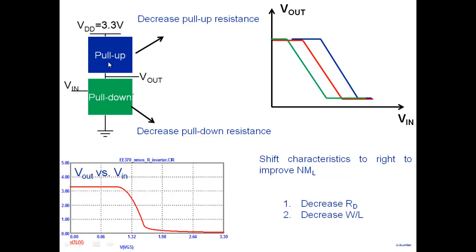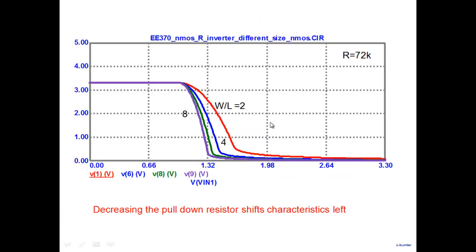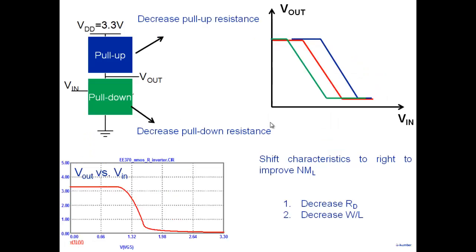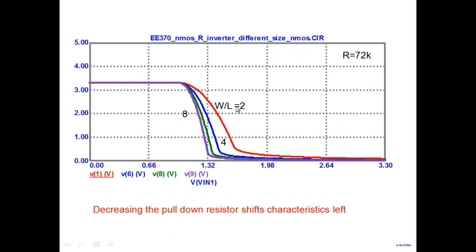But that's a general discussion: you have to decrease the pull-up resistance to shift it right, and you have to decrease the pull-down resistance to shift it towards the left. So this is what you actually find. When I increase W by L, I'm reducing the pull-down resistance. So the characteristics is shifting towards the left, as expected, but note that some points are shifting a lot and some points are not shifting at all. That's the nature of the circuit here.